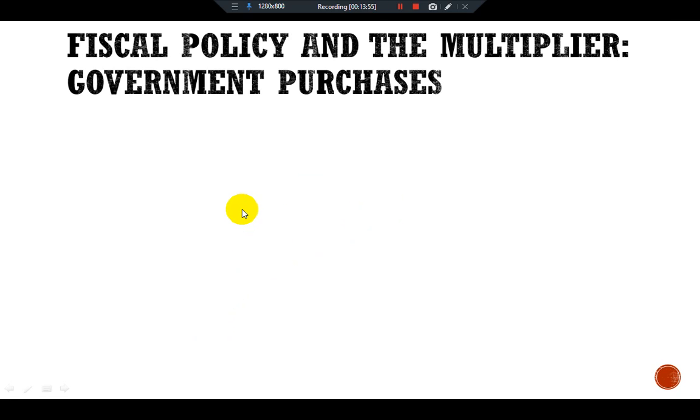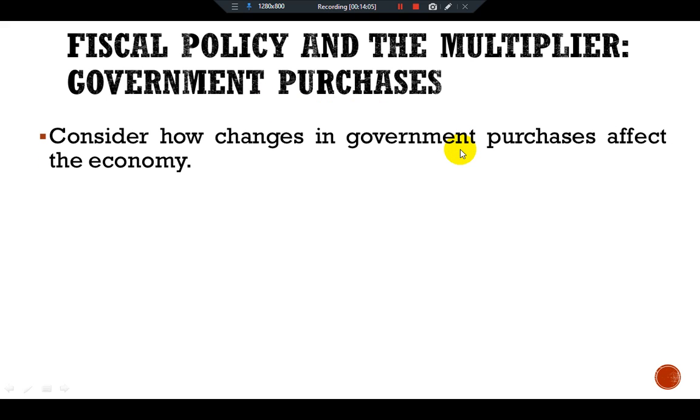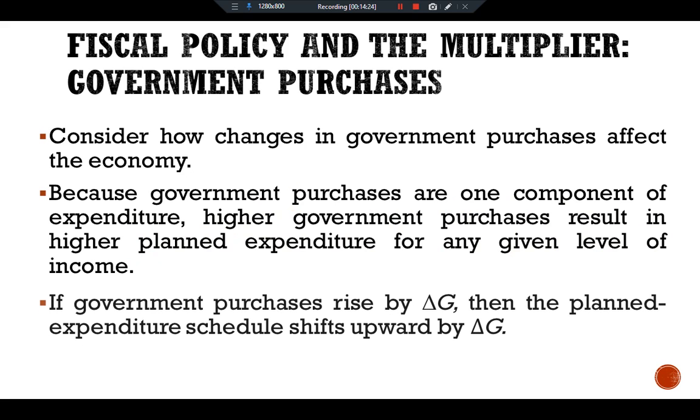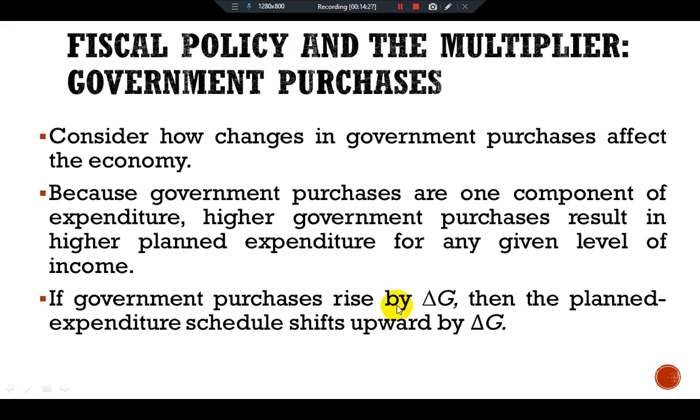Now we discuss fiscal policy and the multiplier: government purchases. Consider how changes in government purchases affect the economy. Because government purchases are one component of expenditure, higher government purchases result in higher planned expenditure for any given level of income. So if government purchases rise by delta G, then the planned expenditure schedule shifts upward by delta G. Let's see a graphical presentation for that.